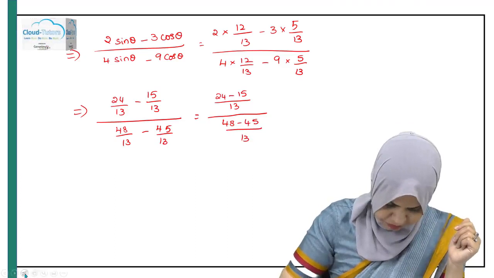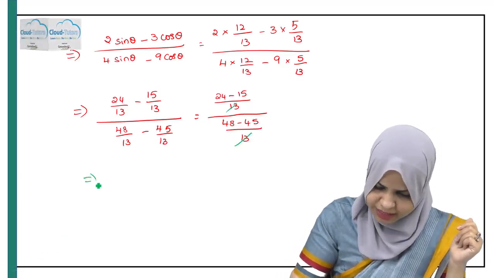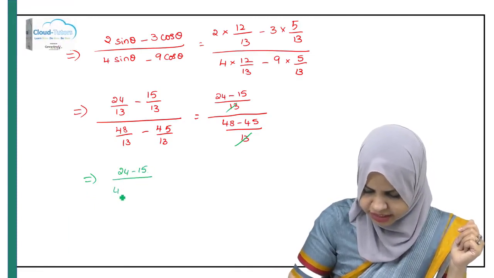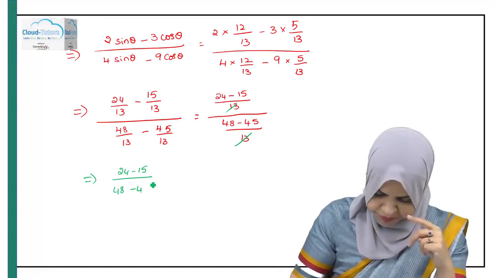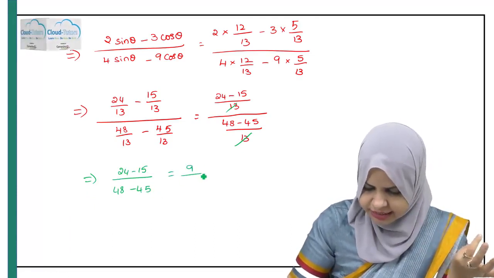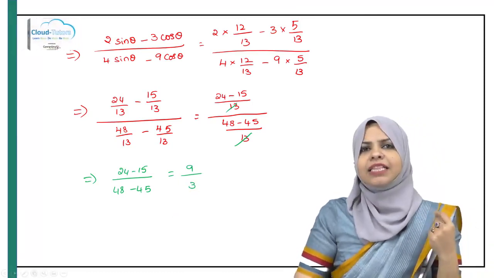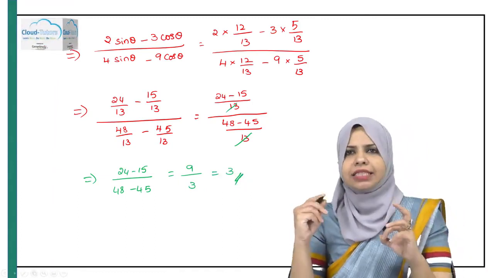Here observe, 13 and 13 get cancelled. So what am I left with? Only 24 minus 15 by 48 minus 45. So what is it? 24 minus 15 is 9. 48 minus 45 is 3. And 9 divided by 3 is 3. So this is your final answer.